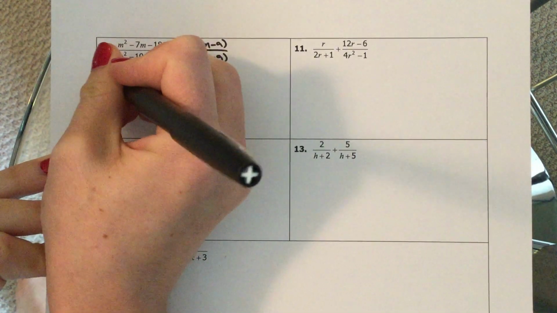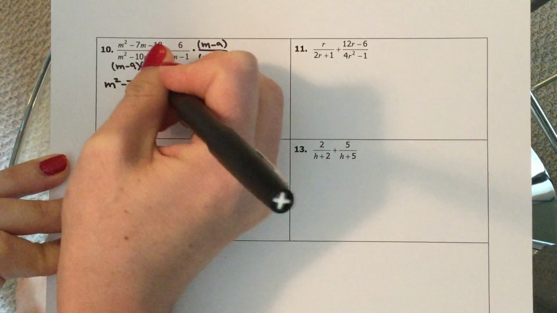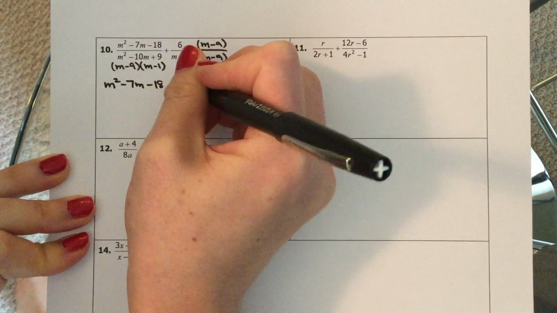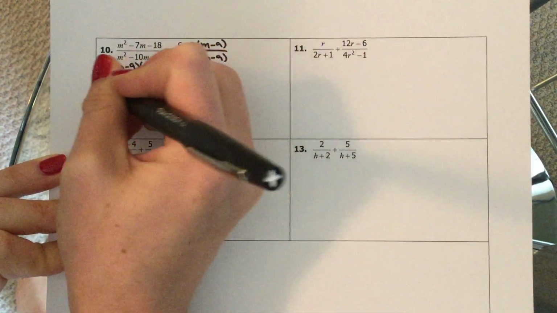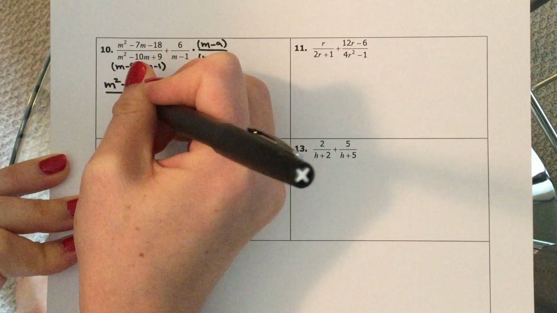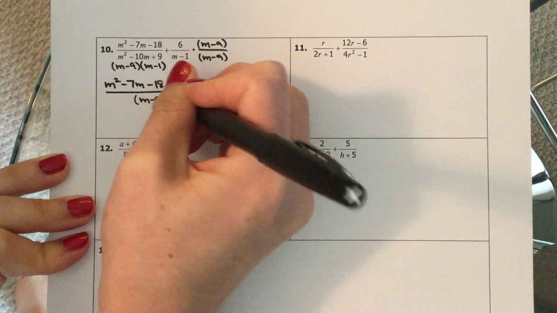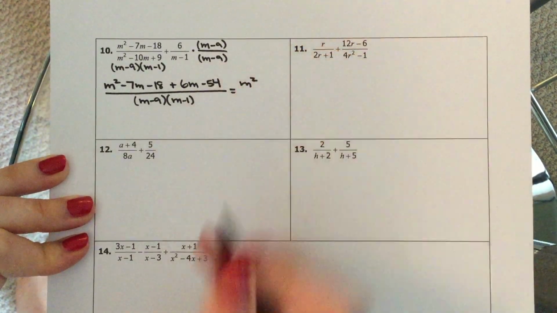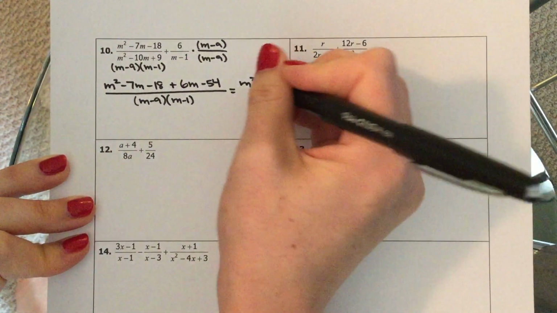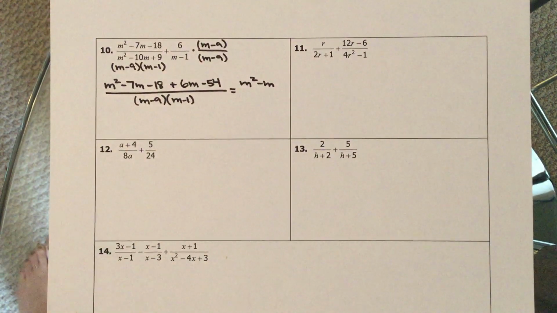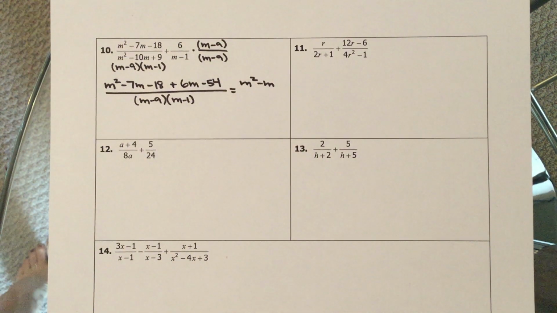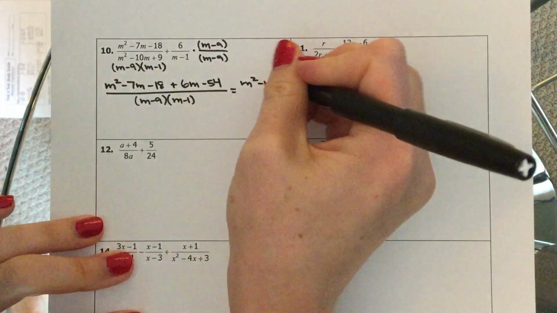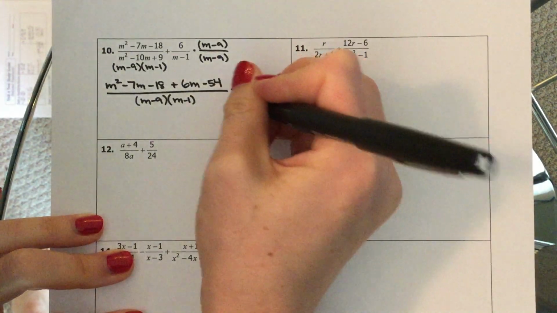So first denominator is m squared minus 7m minus 18, plus for the second denominator I need to distribute the 6. So 6m minus 54, and then over our common denominator. So I'll combine up what I can in that numerator. So I just have the 1m squared. Negative 7m, positive 6m would be negative m. And then my negative 18 and my negative 54, those would combine up to a negative 72. So that I'll be able to factor down, see if anything will cancel.